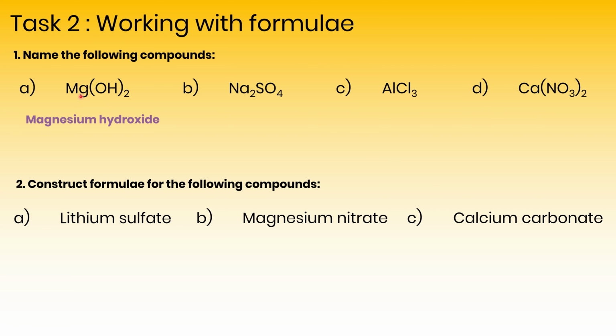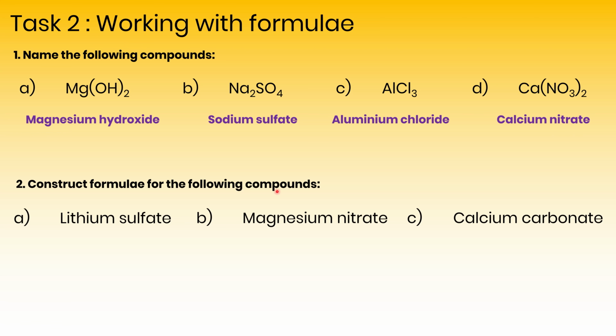This has Mg for magnesium and OH for hydroxide, so it's magnesium hydroxide. Here we've got sodium, and I've seen an SO4 group, so it must be sodium sulfate. Here I've got aluminium and Cl. It's got to be aluminium chloride. Here I've got Ca and NO3 for a nitrate group, so this becomes calcium nitrate.